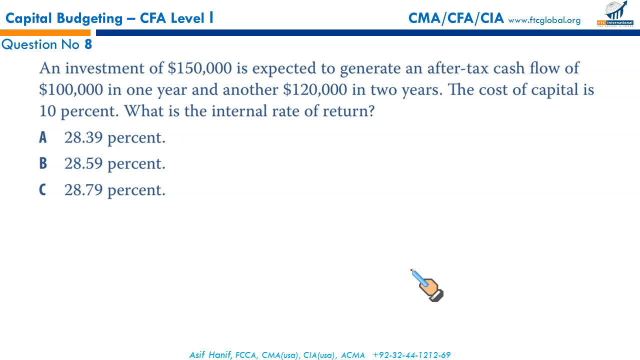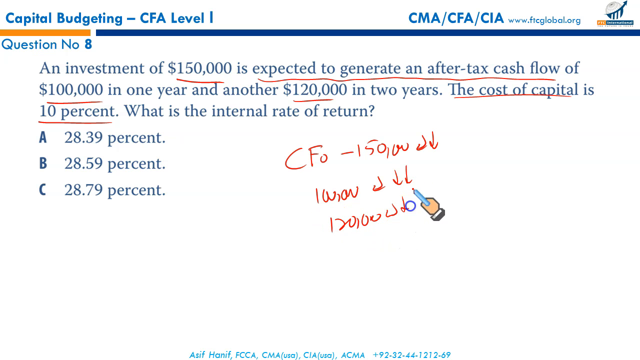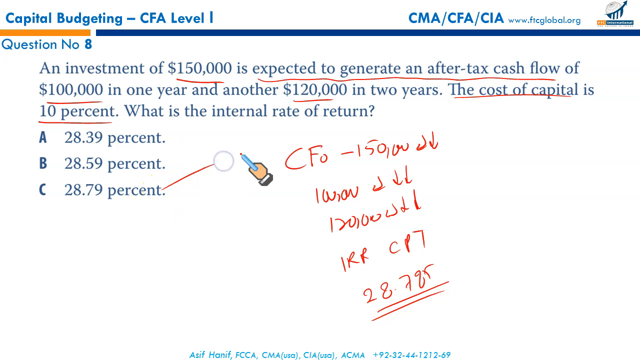Next, an investment of $150,000 is expected to generate an after-tax cash flow of $100,000 in year 1, 120 in year 2. The cost of capital is 10%. What is the internal rate of return? Simply enter CF0, negative 150, enter down arrow key, then $100,000 positive, enter down arrow key, then 120,000, enter down arrow key, and then simply press IRR and press CPT, and you'll get your result 28.785, and that perfectly matches your option C.